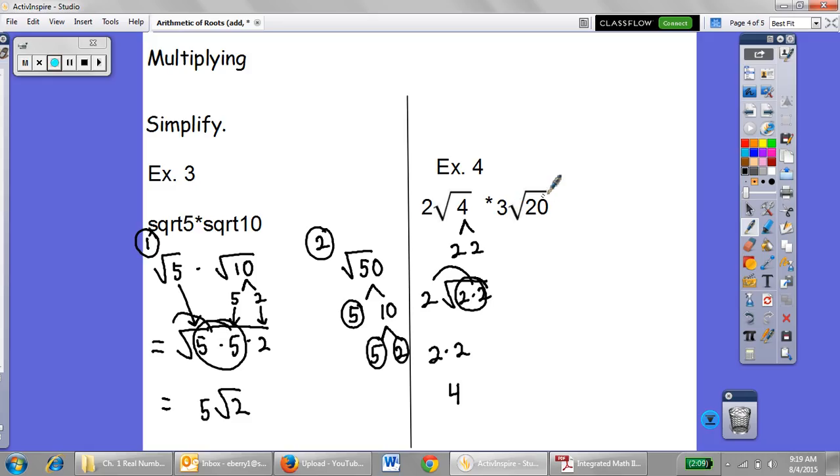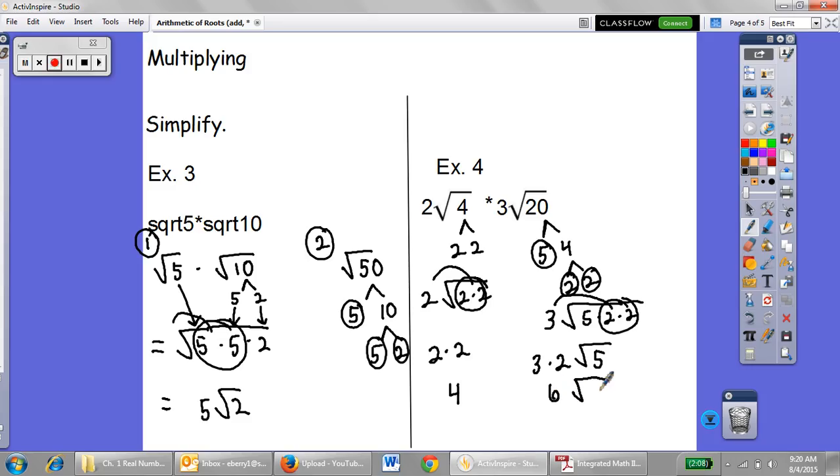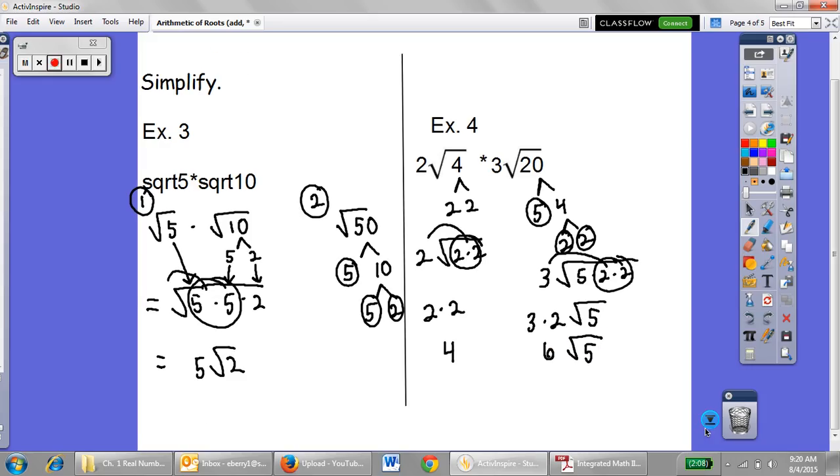Now looking at 3 square root 20. We'll go ahead and break down 20, which is 5 times 4. And 4 breaks down to 2 and 2. So writing these factors, I have the 3 on the outside, and then I have square root of 5 times 2 times 2. There's a pair. So this pair of 2's comes out, and I end up with 3 times 2. And the square root of 5 stays underneath, since there's no pair. Simplifying, 3 times 2 is 6 square root 5.